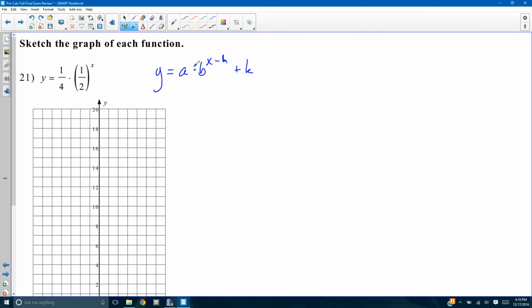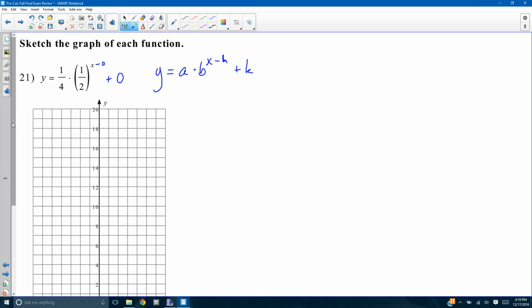A and b can never multiply together until you raise b to this power, so I cannot begin by doing 1/4 times 1/2 is 1/8. This is not the same thing as 1/8 to the x power. Okay, so definitely different there. All of these values mean something. In fact, this one would be minus 0 over here and plus 0 right there.